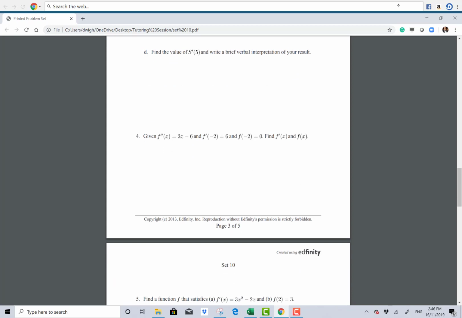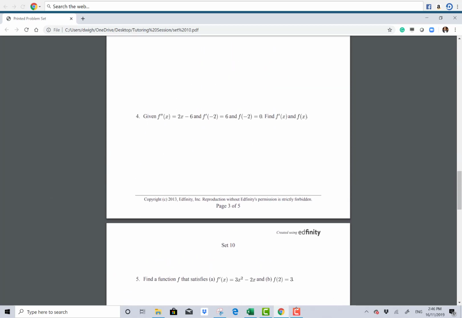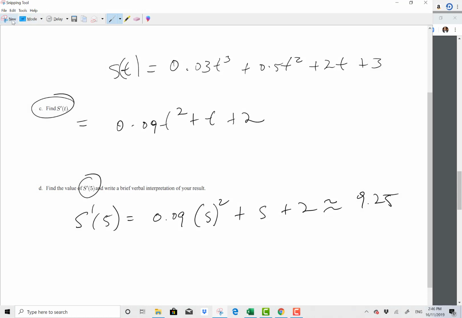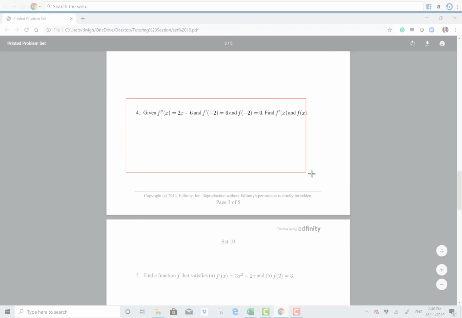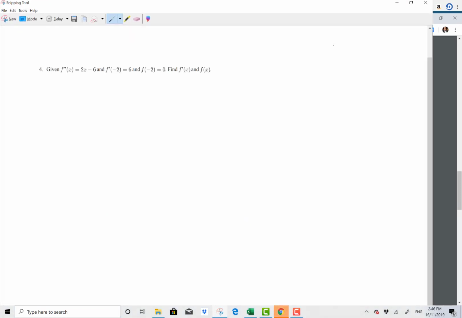All right, let's now jump to number 4. Number 4 now, we're going to be looking at the integral, so looking at the integral and then going in reverse.